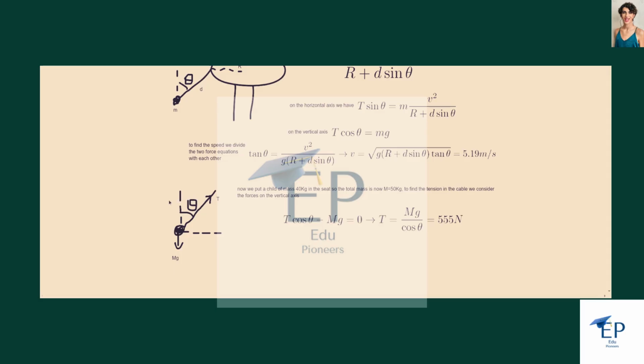To find the tension, we consider the vertical component of the system. For that, we do the force equation on the vertical axis and find T cosine theta minus Mg has to be 0, because it's not accelerating on the vertical axis. From this, we can solve for T, which is big M g over cosine theta, and it gives a cable tension of 555 newtons.